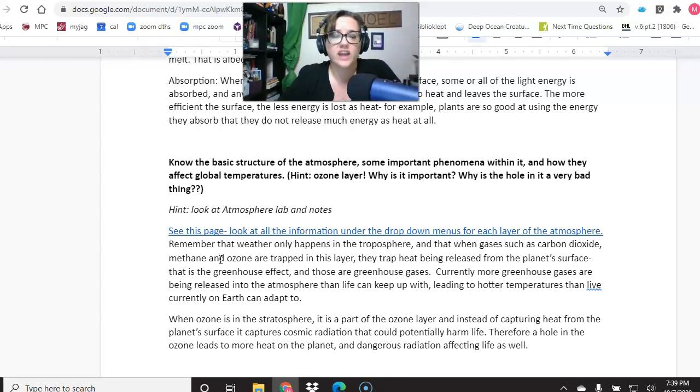Which would be fine. We actually need the greenhouse effect to survive, because without the greenhouse effect, the planet would be 100 degrees colder and we wouldn't survive. If it was 100 degrees colder, today was like 85, so it'd be negative 15. I don't like that. So we need the greenhouse effect, but the problem is the greenhouse effect is causing the planet to heat up much faster than life can adapt for, and that is a problem. This should be life, not live.